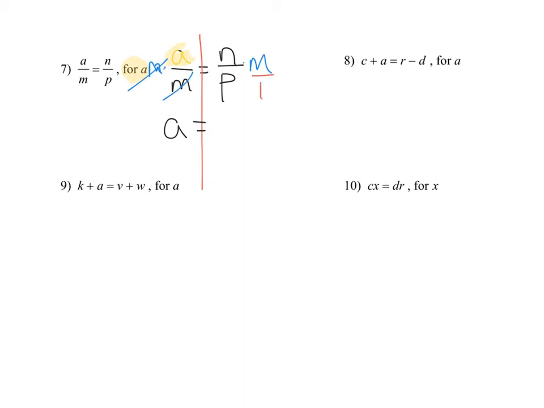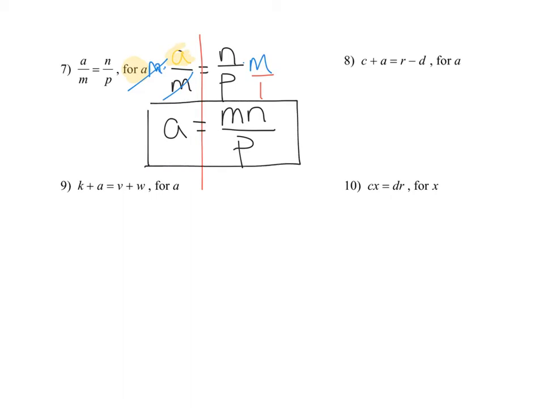So normally we write this alphabetically, so I'm going to do that. So n times m is just going to be mn. You can put the times in there if you want to, but you certainly don't have to. And I'm going to put that all over p because p times 1 is just p. And that's it. That is your answer, folks.